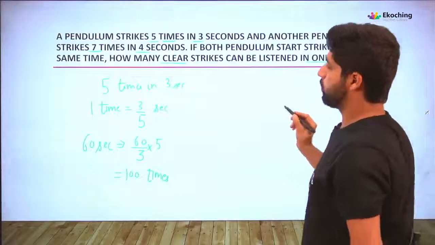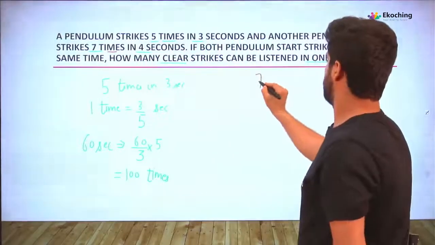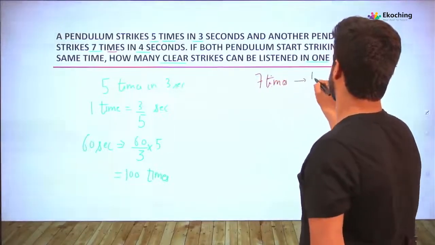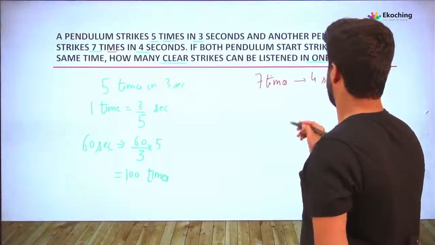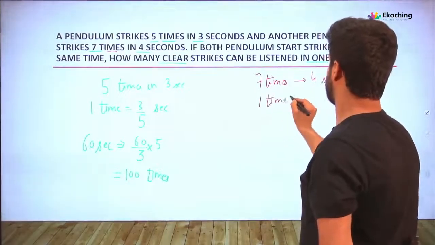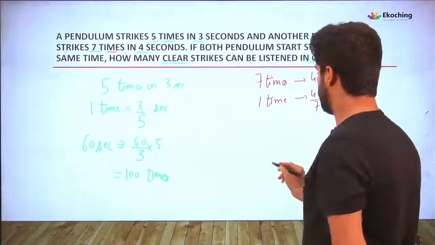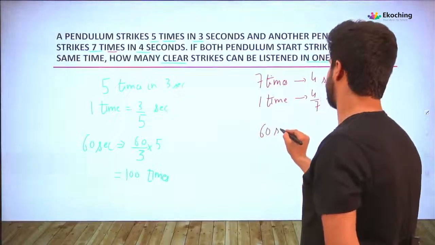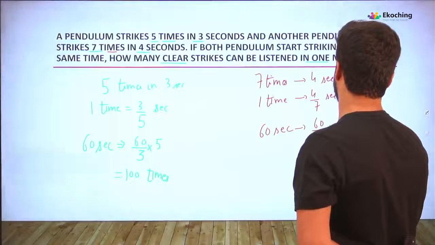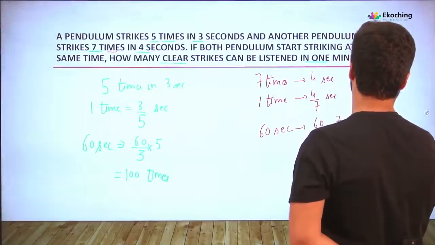Another pendulum strikes 7 times in 4 seconds. So it is given, it strikes 7 times in 4 seconds. Or I can say, to strike for the first time, it takes 4 by 7 seconds. So therefore, in 60 seconds, it would be striking 60 by 4 into 7 times, which is 105 times.